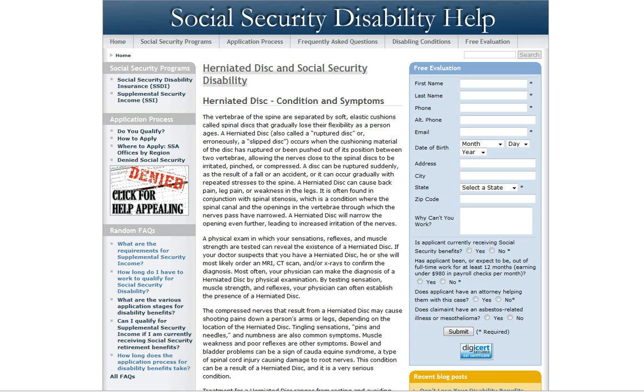A physical exam in which your sensations, reflexes, and muscle strength are tested can reveal the existence of a herniated disc. If your doctor suspects that you have a herniated disc, he or she will most likely order an MRI, CT scan, and/or X-rays to confirm the diagnosis. Most often, your physician can make the diagnosis of a herniated disc by physical examination. By testing sensation, muscle strength, and reflexes, your physician can often establish the presence of a herniated disc.